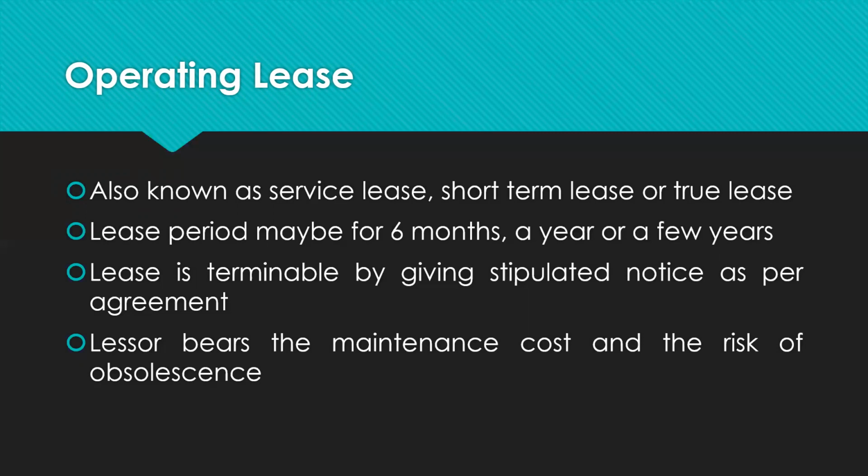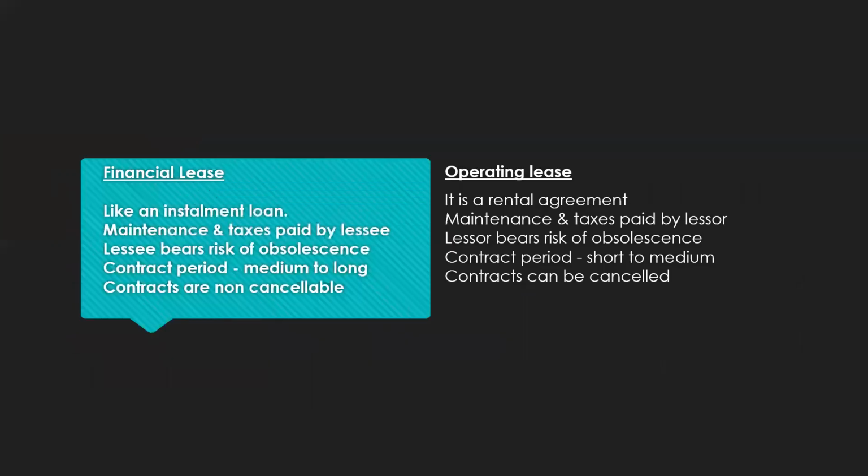The maintenance cost and the risk of obsolescence in this case is borne by the lessor and not by the lessee. The person who owns the asset is the one who is going to bear the maintenance cost, the insurance cost, the tax payments, everything has to be met by the lessor himself.